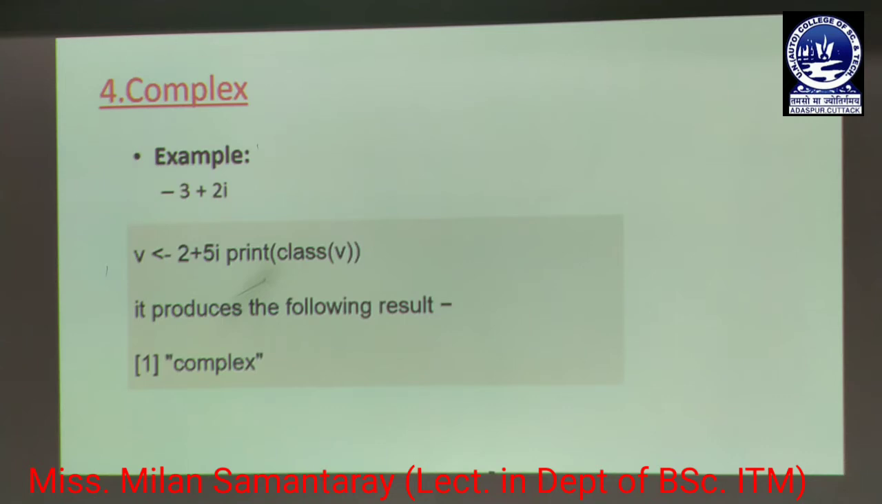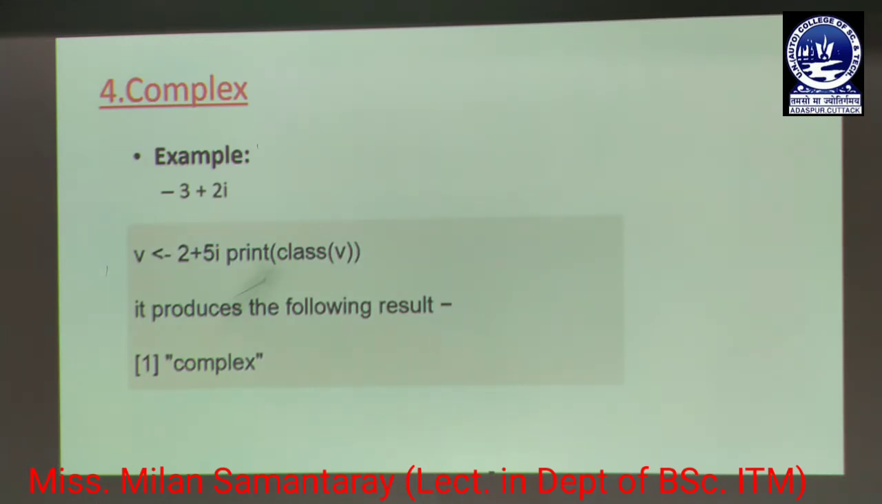And then here is our variable v, and we are assigning 2 plus 5i into this variable, and we have to display the content of that variable in the output window. So this is the format: print class v. It will produce that the variable stores a complex number.